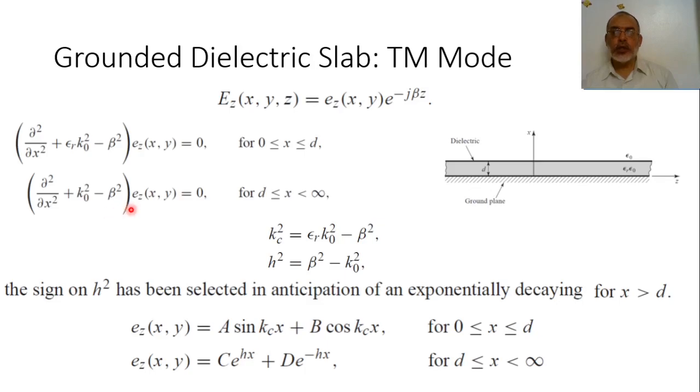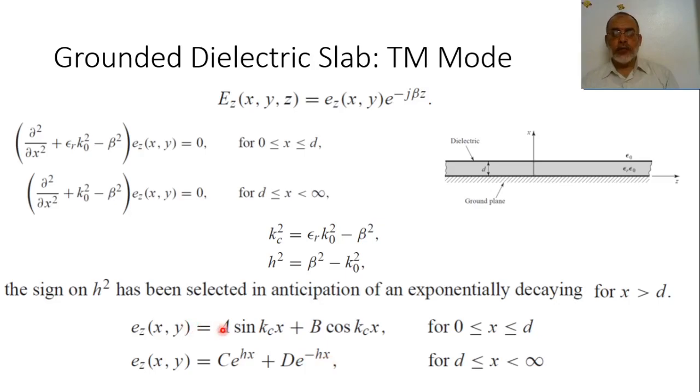So the solution of the mode function Ez in the region x greater than d and less than infinity is e to the power hx or e to the power minus hx.